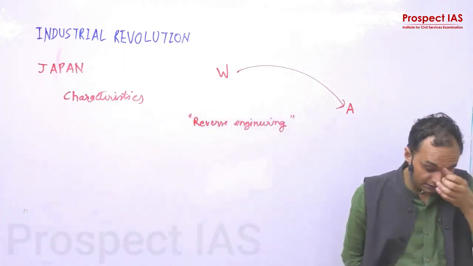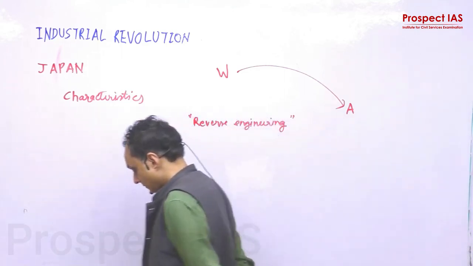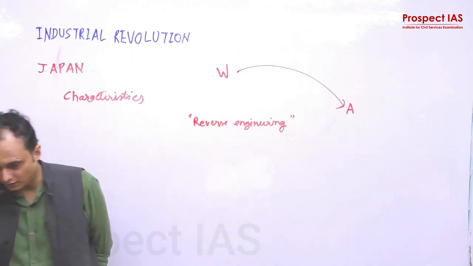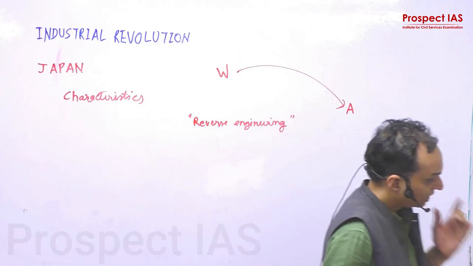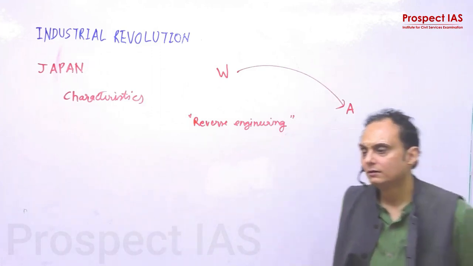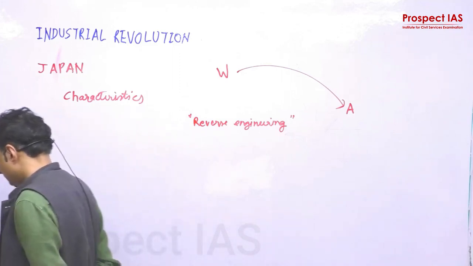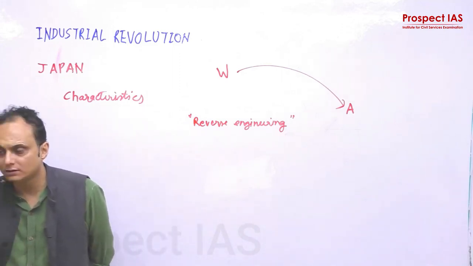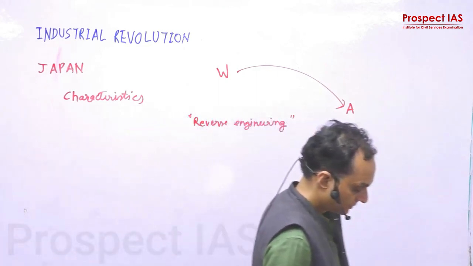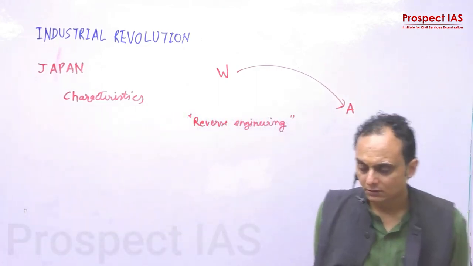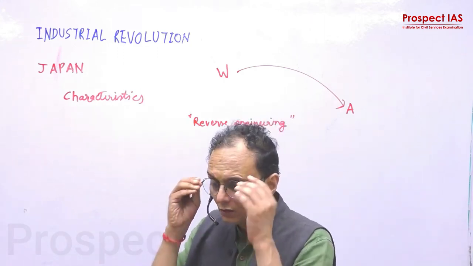Within 30 years, Japan was competing with the leading superpowers of the modern industrial world.